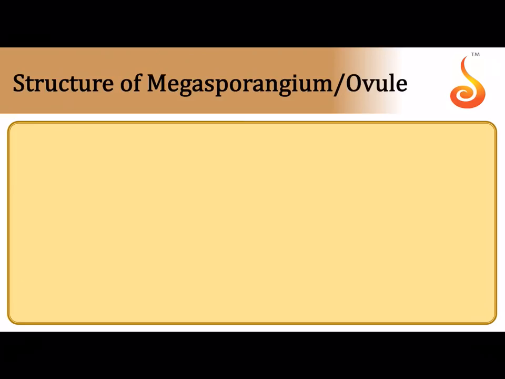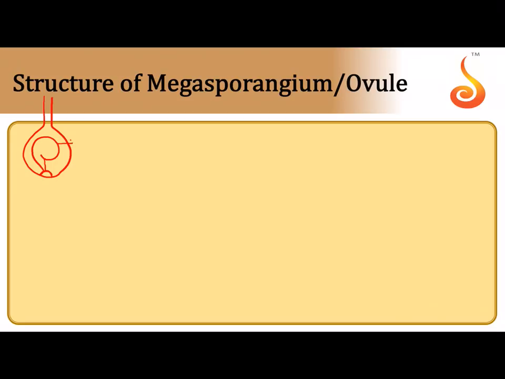Okay, so let us now once again, to give you a clear orientation, you know that inside the ovary there is a nutritive tissue called placenta, and there is a structure attached to it which is referred to as the ovule or the megasporangium. So this is the ovule or the megasporangium. We will be discussing the structure of the ovule or the megasporangium.